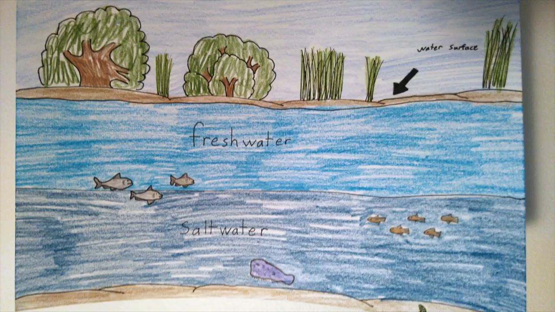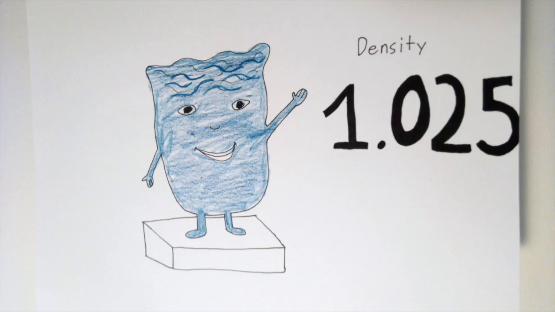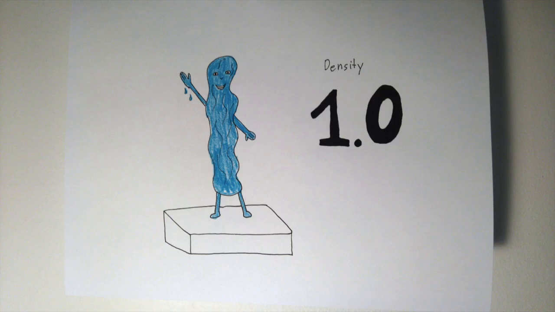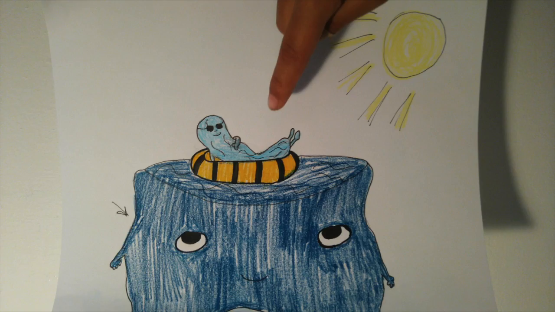This is because salt water is heavier than fresh water. Salt water has a density of 1.025, while fresh water only has a density of 1. So fresh water is actually floating on top of the salt water.